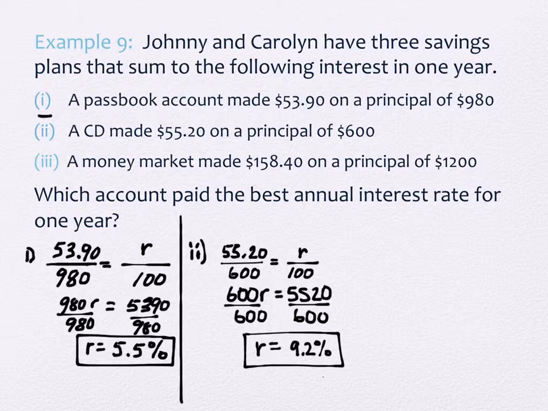All right, so I'd like for you guys to do number 3, and then we'll make sure everybody has the right values when you're done. You have the third account. It's a money market. Makes $158.40 on a principal of $1,200. So find for me what you believe the interest rate would be on that account.